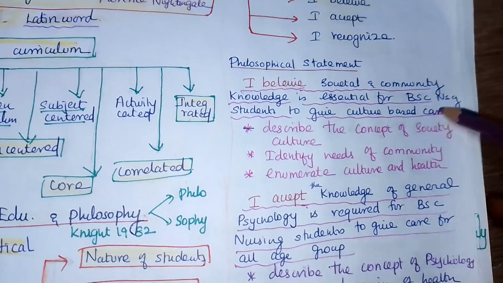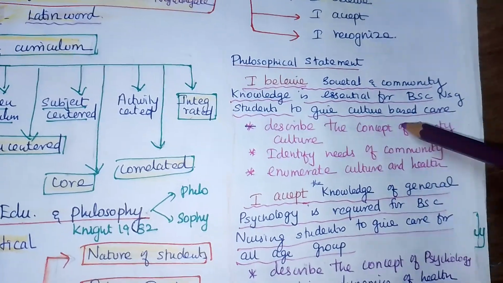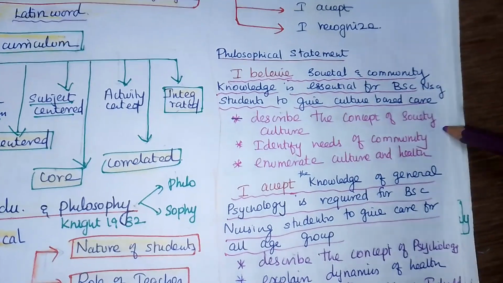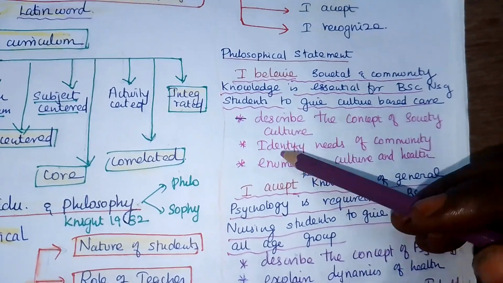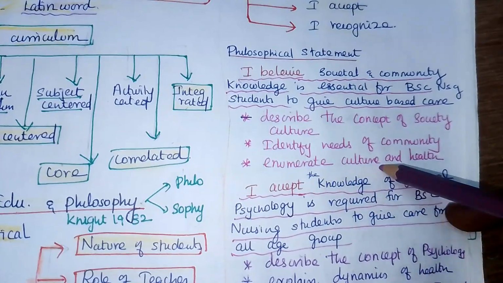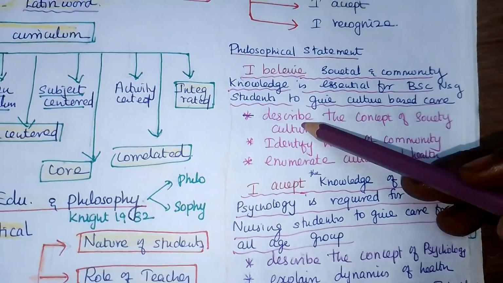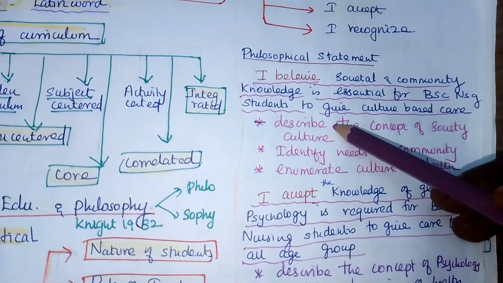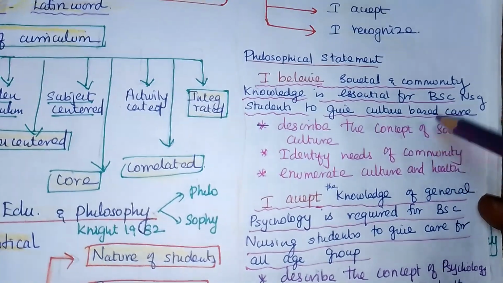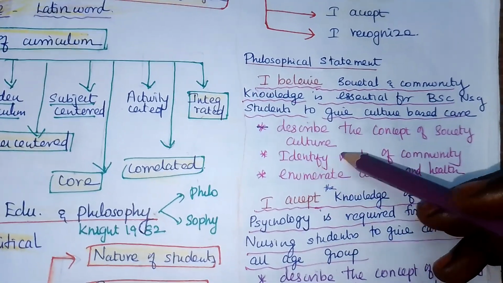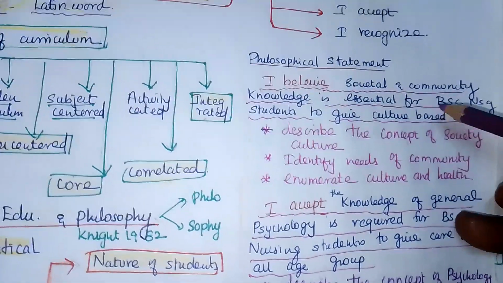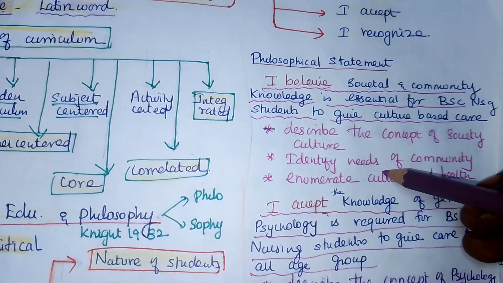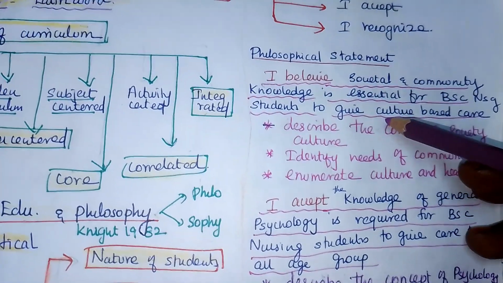Understand? So in that I can develop my objectives. This is the verb: describe the concept of society or culture, identify the needs of the community, enumerate culture and health. So I can formulate one course saying that at the end of the course students will be learning in depth about sociology. The students will be learning in depth about the definition and scope, or whatever it may be, about community health nursing. So two courses I can formulate.